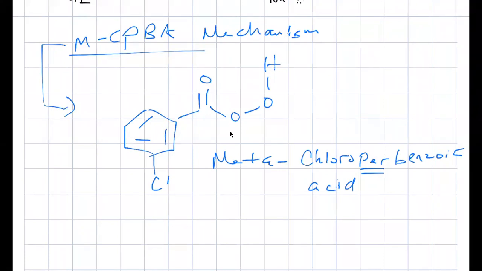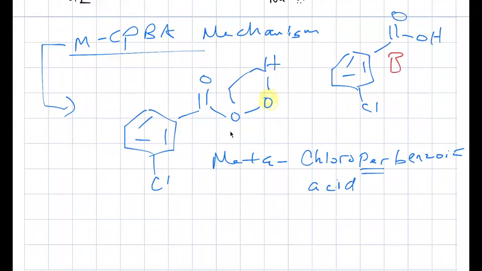So benzoic acid looks like this. Well, metachlorobenzoic acid looks like this. You see the difference? Here, you have an extra oxygen between the O and the H, right? And you don't have that in benzoic acid. So benzoic acid is not a per acid, but mCPBA is. That's why it's called perbenzoic acid, because it's got that extra oxygen in there. All right, we're okay with that?